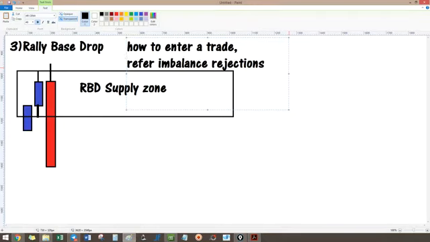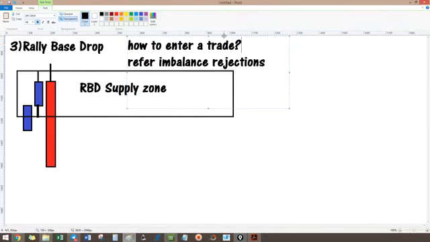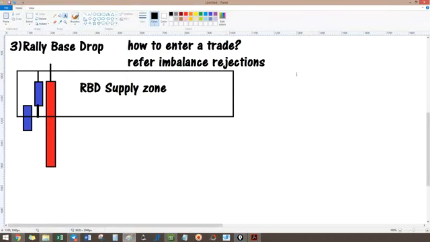It's really that simple. You do not need to complicate stuff. Okay, so you just use this one, see a rejection, you can just enter a trade. So you just need to wait. You cannot confirm the price will go up here. You can only know price will come here, and if you see a rejection, you can enter the trade.